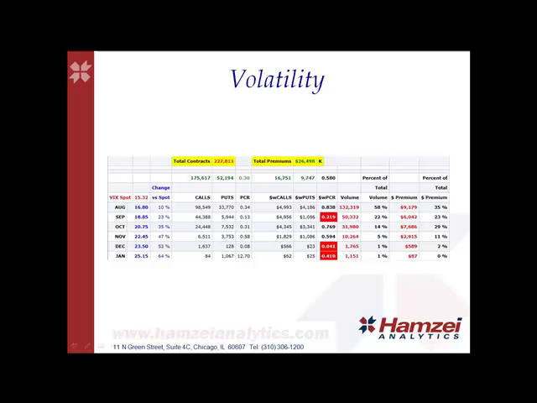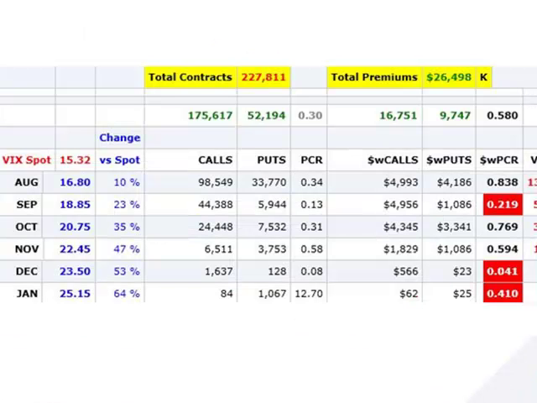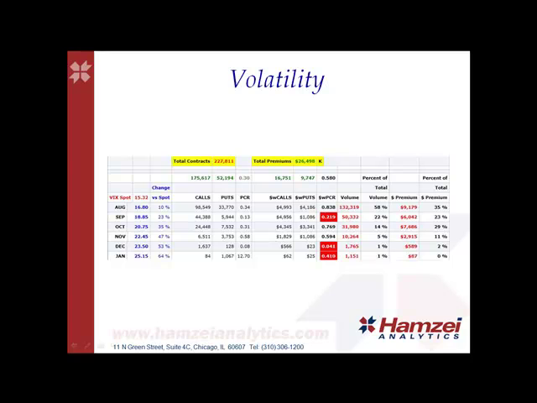For the volatility, there were 227,000 contracts traded on the VIX today, with 26.5 million in total premiums paid. For the dollar-weighted put-call ratio in August, we saw a 0.83 reading, which is neutral, with 35% of the total premiums paid. For September, a 0.22 reading, which is a bearish reading, with 23% of the total premiums paid. And October, a 0.77 reading, which is neutral, with 29% of the total premiums paid.